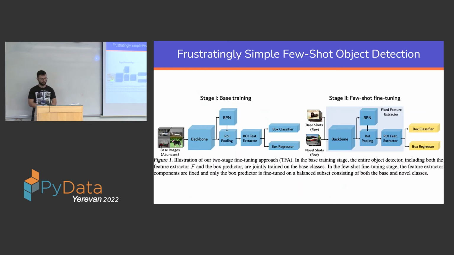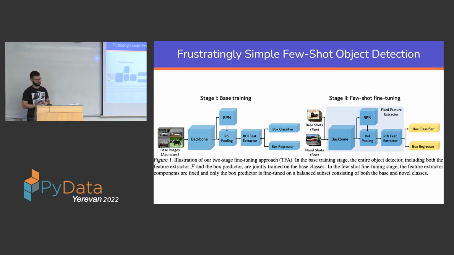And already we came to the point of what approach I used for solving this problem. It is called frustratingly simple few-shot object detection. It uses a two-stage fine-tuning approach. As you can see, there are two stages, the base training and few-shot fine-tuning. During the base training, as I already mentioned, the initial model, which in our case is Faster R-CNN, is trained on the base training data set fully.